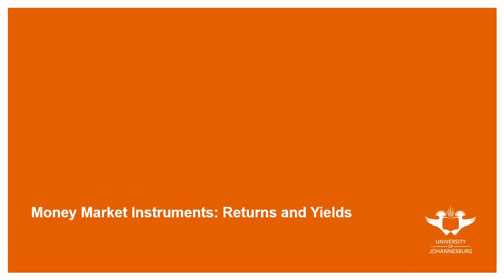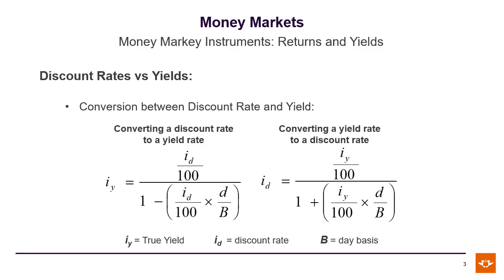Now in this last section of this lecture, we will be looking at returns and yields on money market instruments. We're going to start by looking at discount rates versus yields, and we're going to be focusing on how we convert between the two. The reason for this is if you have a discount instrument and a yield instrument and you need to decide which is the better investment, then you can either convert the discount instrument to a yield instrument or vice versa.